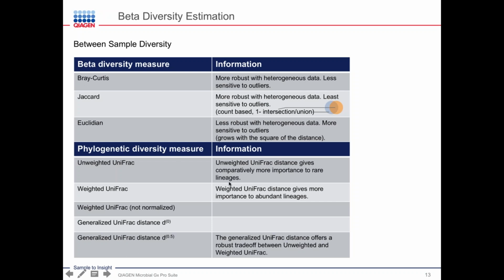However, more and more of our users use phylogenetic diversity measures, such as UniFrac distances, often generalized UniFrac distances, which offer a very robust trade-off between the unweighted UniFrac distance, which gives comparatively more importance to rare lineages, and weighted UniFrac distances, which give more importance to abundant lineages.